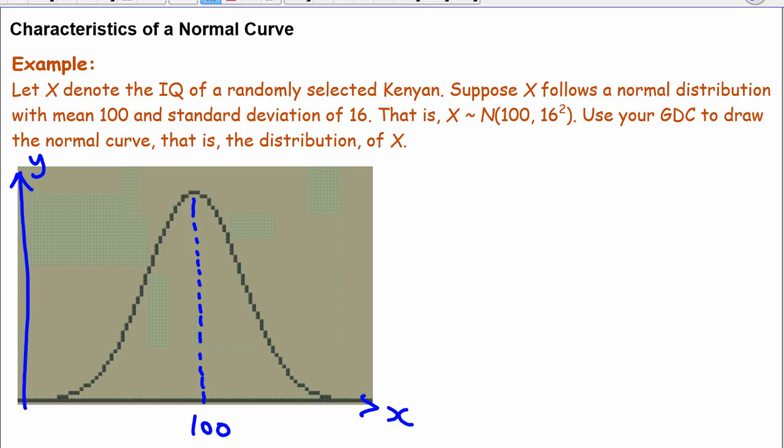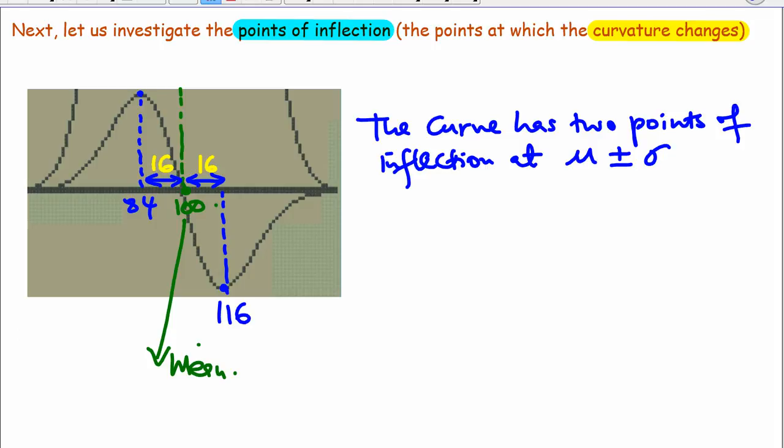So basically, remember in our question that we had initially, the standard deviation, right? The standard deviation is 16. And what we have here is really interesting. The points of inflection are on opposite sides of the mean, and the distance between the two points and the mean is 16 on each side. So basically what you're saying here is the curve has 2 points of inflection at the mean plus minus the standard deviation. On the left, you have to subtract 16 to get the other point of inflection. On the right, you add 16, you get the other point of inflection.